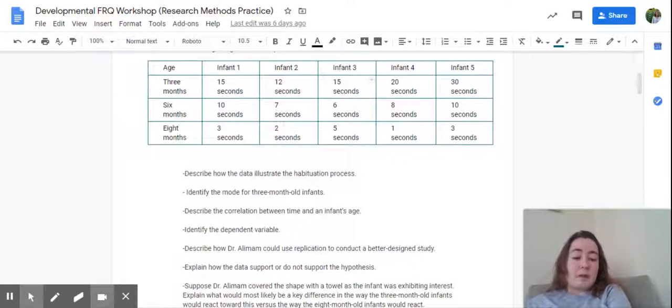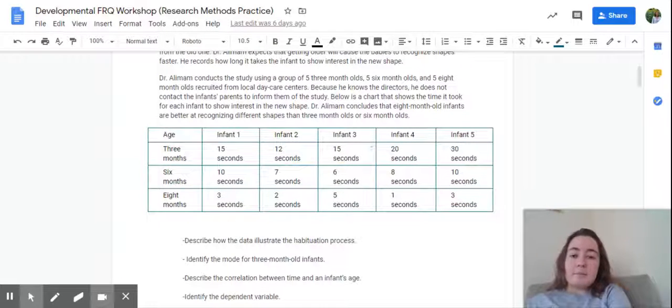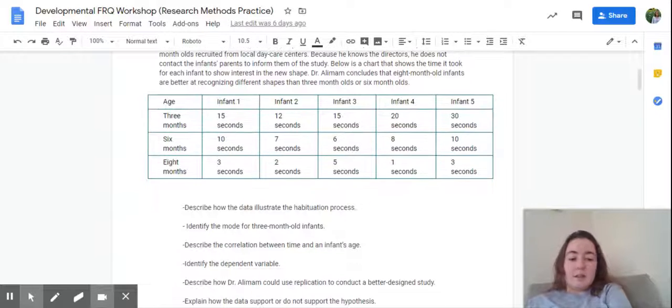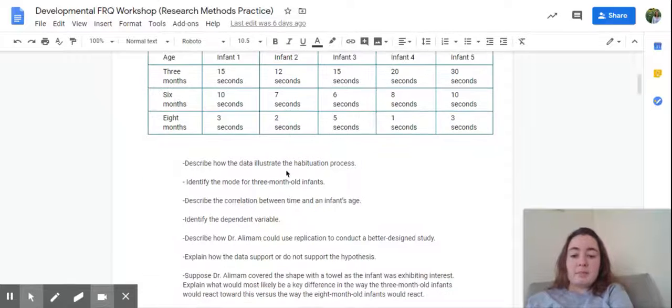There might be sampling bias, I would say, because he is using a very small sample size: just 5 3-month-olds, 5 6-month-olds, and 5 8-month-olds. So that's 15 kids. That's very small. And he knows the directors, so he's only using one daycare center out of the bajillion daycare centers in the country.